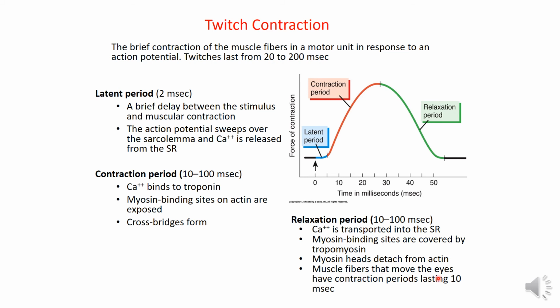The muscle fibers that move the eye, the extraocular muscles or the muscles of the eye, have a contraction period that lasts about 10 milliseconds. They are fast muscle fibers. They produce fast contraction and fast relaxation.